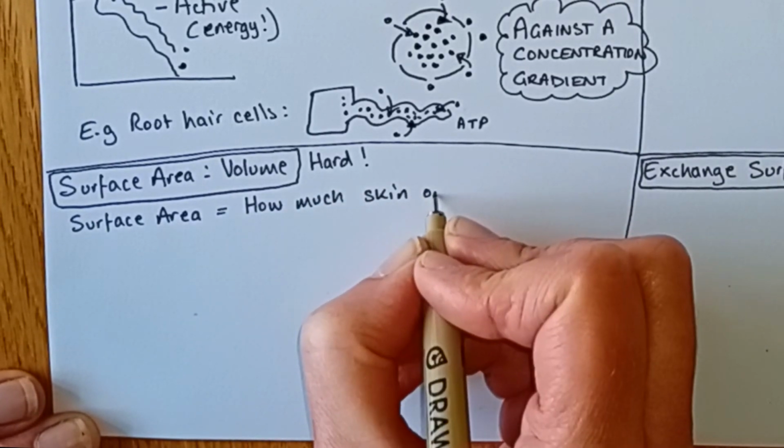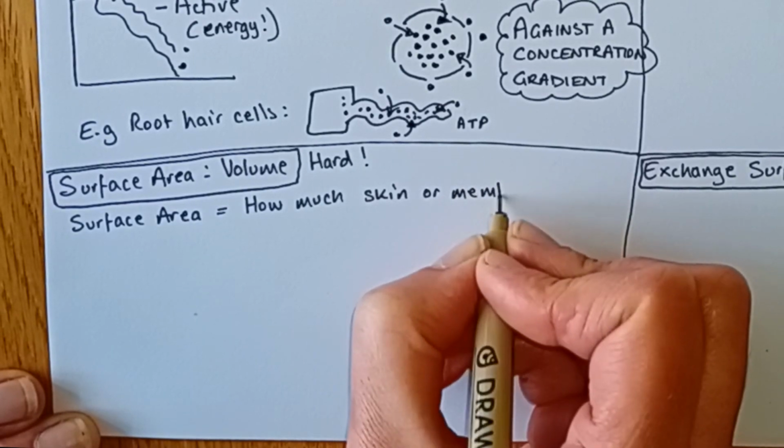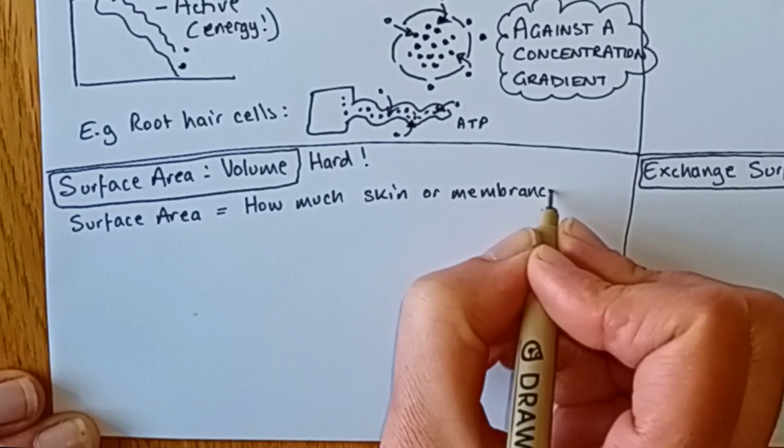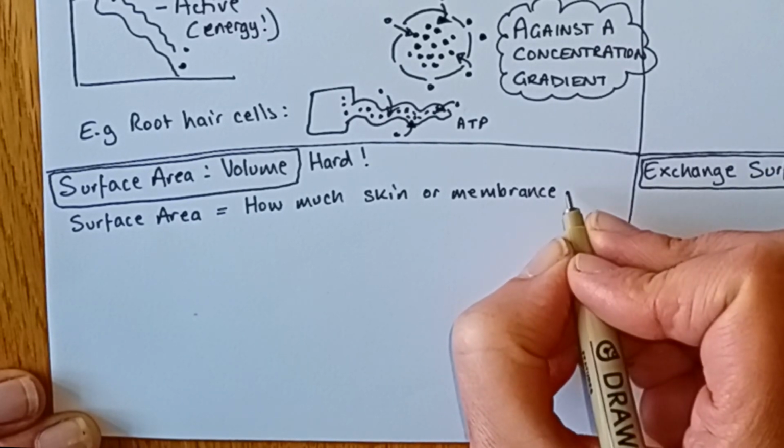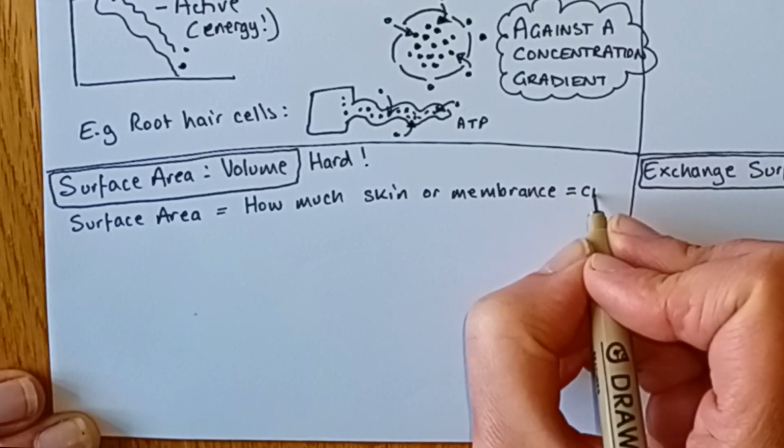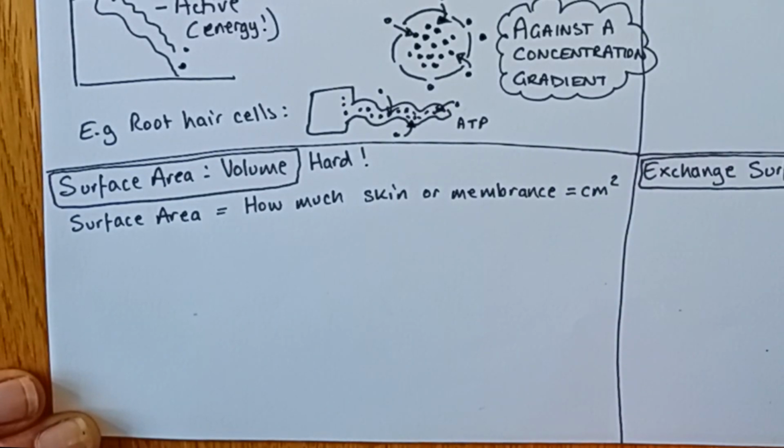How much skin or membrane there is. And it's measured, therefore, in centimetres cubed if it's an organism. If it's a cell, it might be measured in micrometres cubed. We're going to do it in centimetres cubed today.